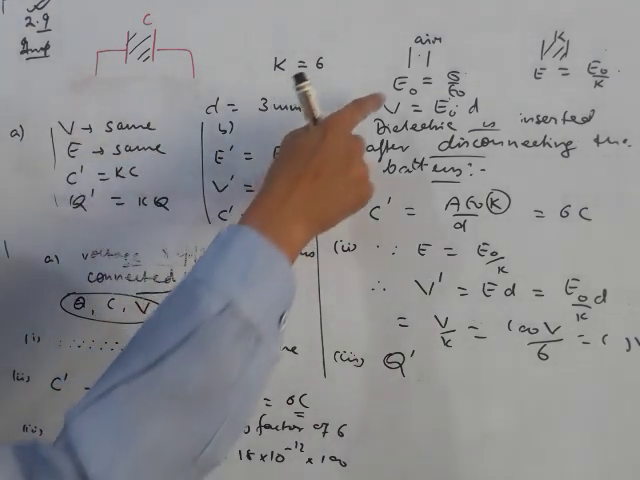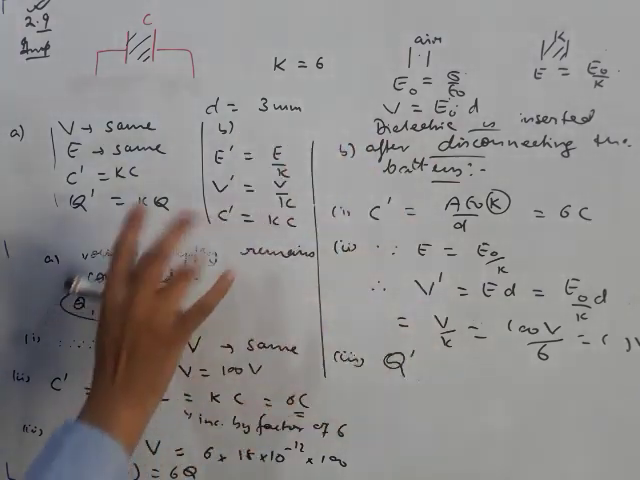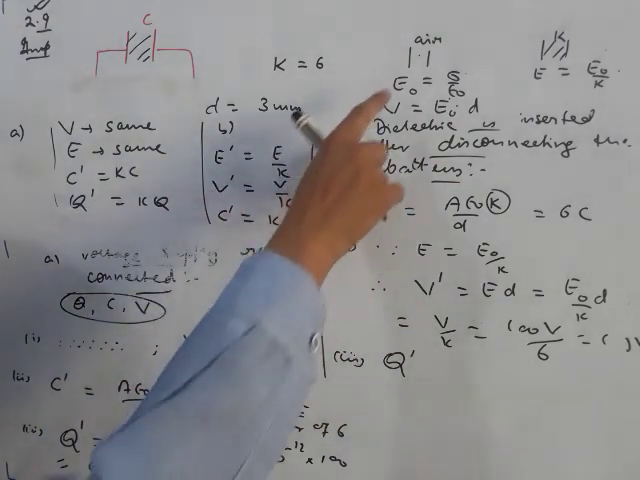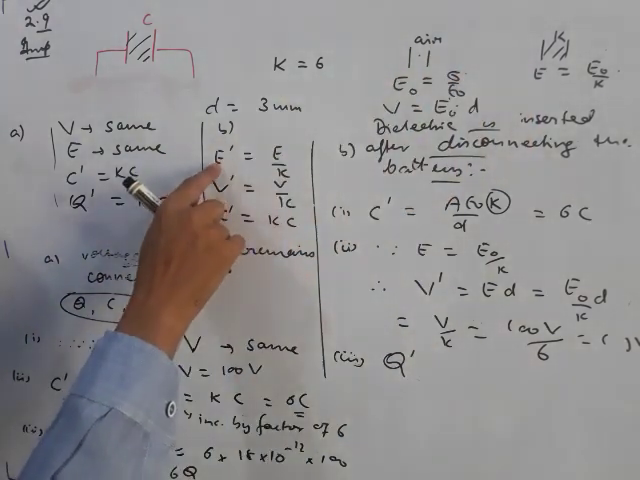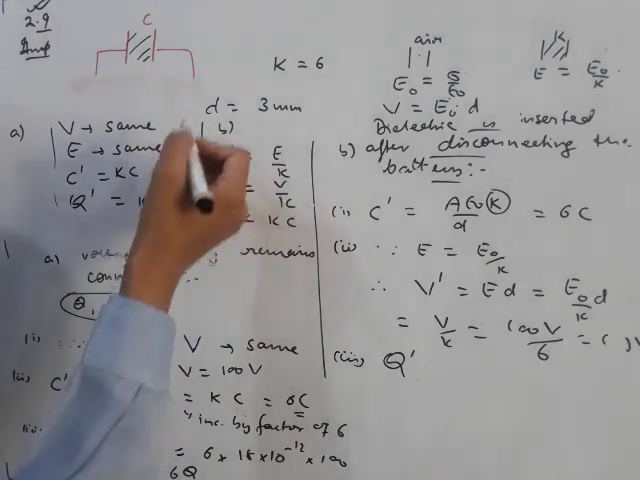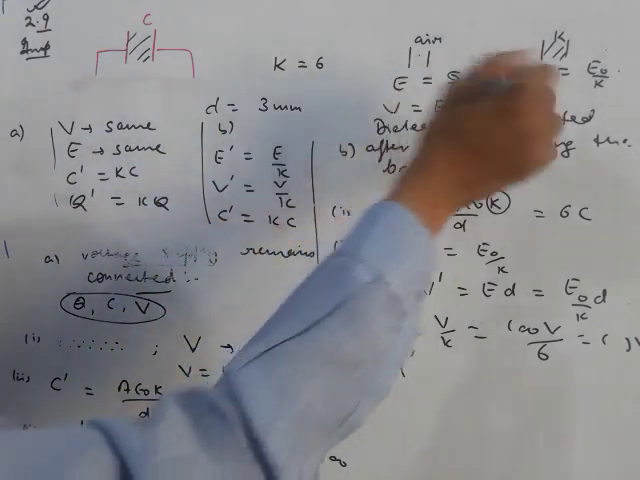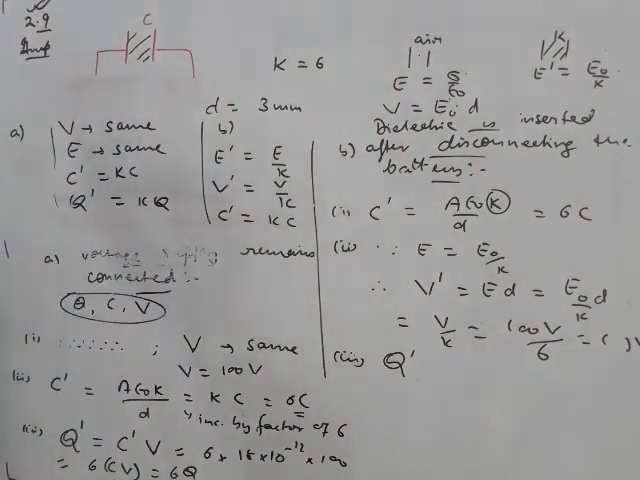Somewhere I have used the symbol E naught, but you try to use the same symbol. I have taken E naught and E, and here I have taken E dash and E. E is original, E dash is final.